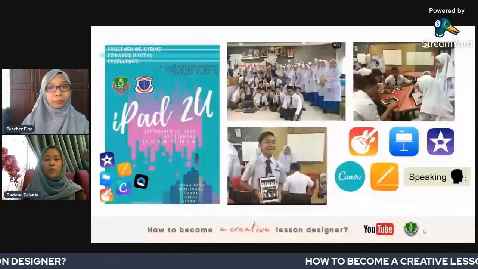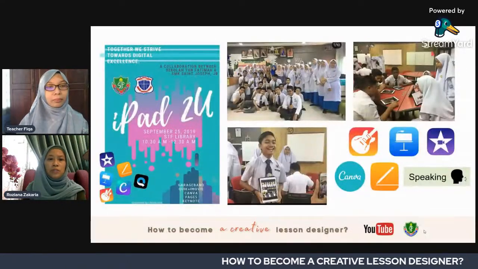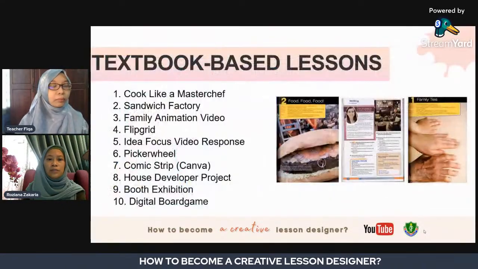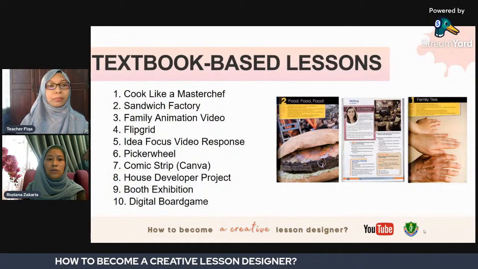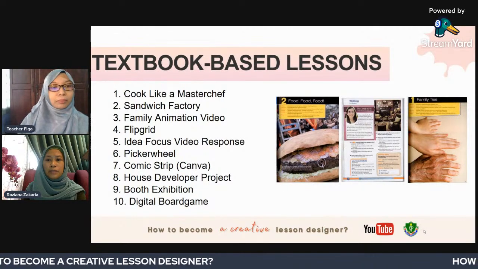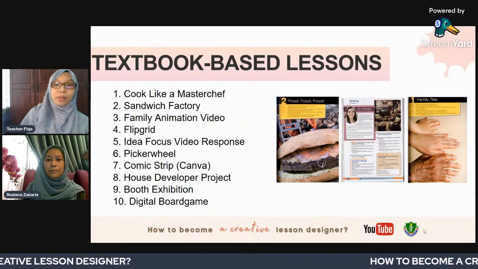Okay, let's move forward. Fika, being a teacher, we should adhere to the syllabus, but at the same time, we want to be creative. Can you share with us how to design a creative lesson based on the textbook or syllabus? All right. Thank you, Kak Rosie.